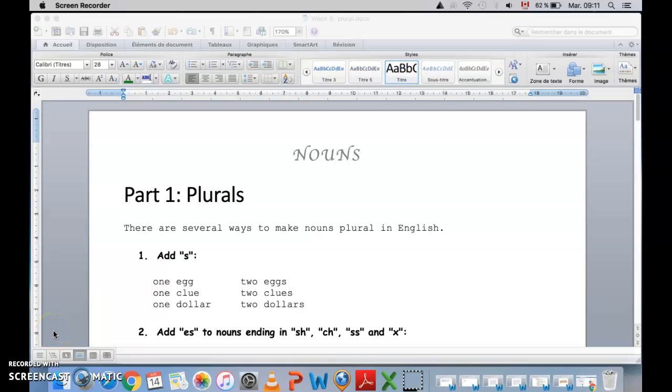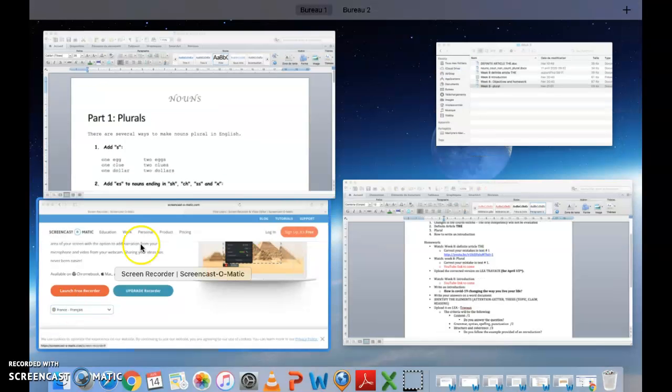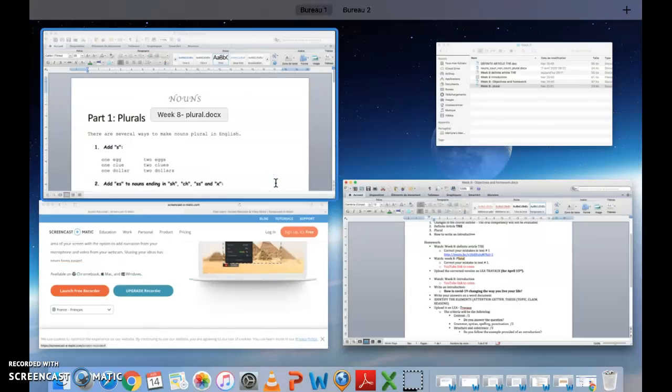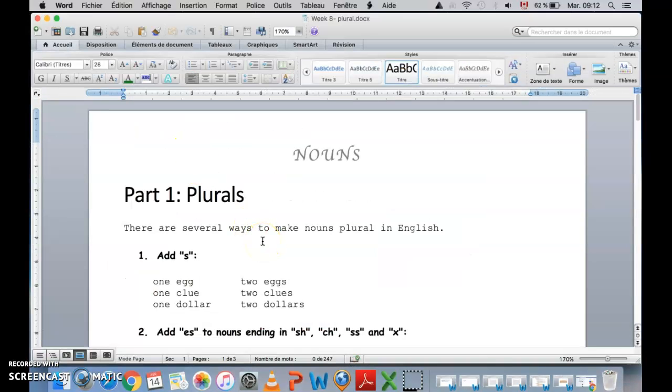So, another part of the homework that you have to do is related to plural, okay? Because many of you in the first written production that we did, you made some mistakes with the plural. Now, obviously, in English and in French, plural is plural. So if you have more than one element, then you put plural, hein?